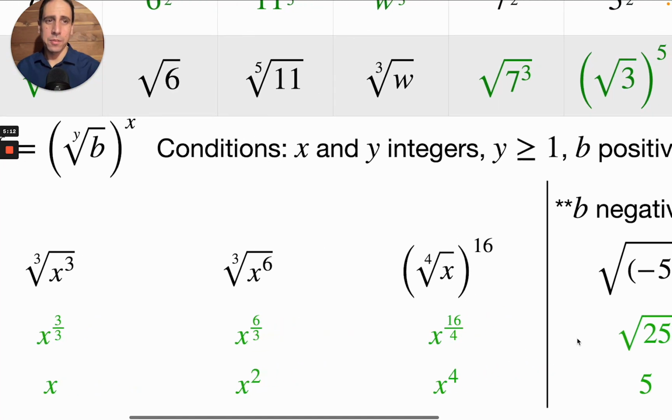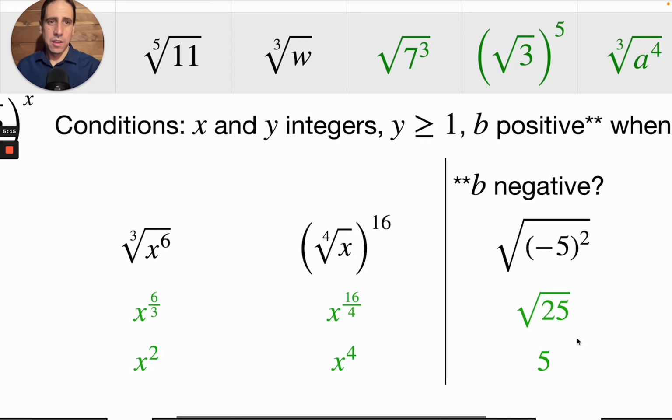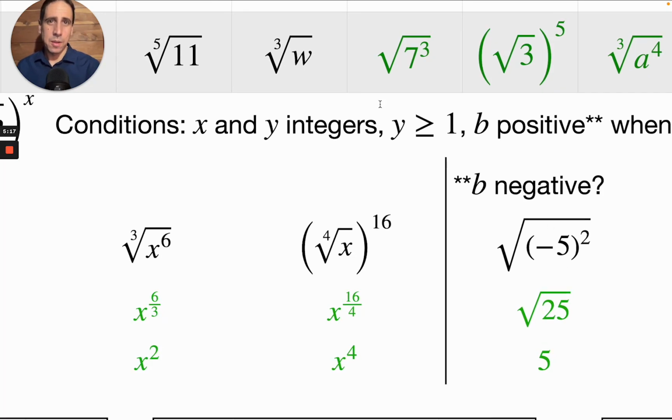Now, let's see what happens when b is negative. When b is negative, so the number on the inside is negative, like negative 5, when you square it, first you get positive 25. And look, I can take the square root of a positive number, 25. The answer is 5. So we're starting with b as negative 5, and it ends up being positive 5.